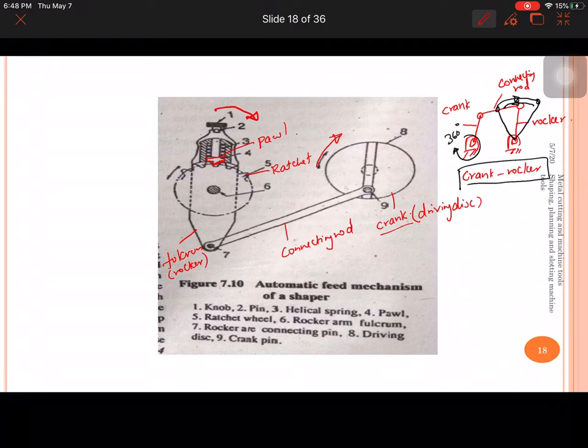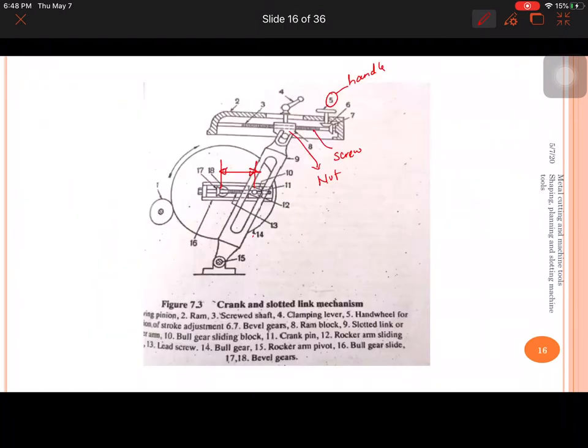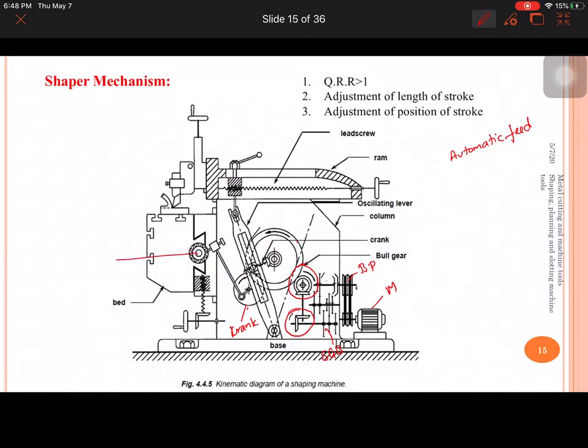But in the remaining half of the rotation, what happens? This ratchet will rotate in the anti-clockwise direction, and because of this the pawl will transfer the motion to this ratchet, and the shaft of this ratchet wheel is going to rotate. And what is this shaft? This shaft is nothing but the cross feed screw of the table. So let us go back to the initial figure. So this is called the cross feed screw of the table.